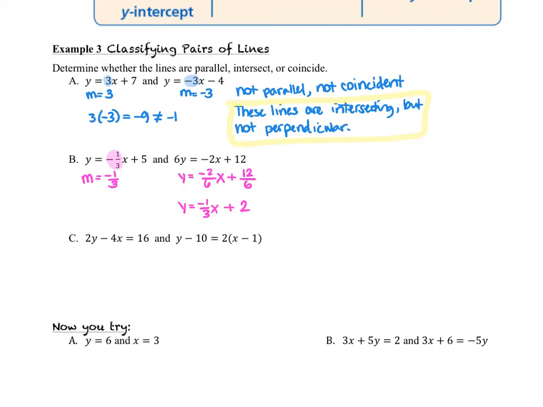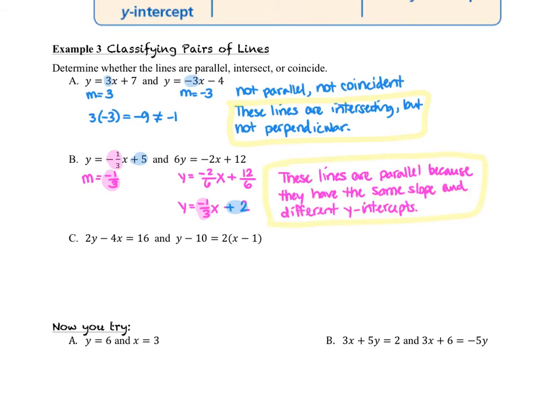When we divide both sides by 6, we see that, in fact, we do have the same slope on both of these lines, and we have a different y-intercept on both of these lines. So we can say that these lines are parallel. We've had one intersecting, one parallel.